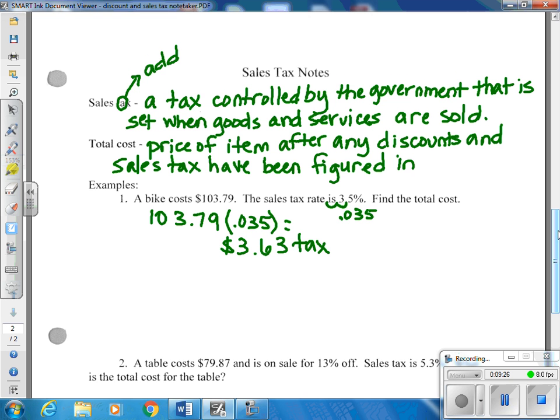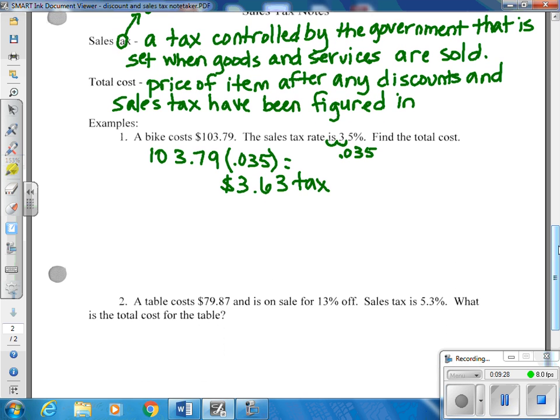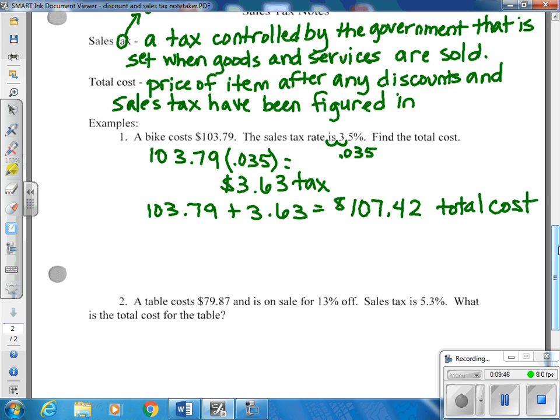Now with the tax, in order to get this bike, we have to add the tax back to the cost of the bike. So $103.79 plus the $3.63 gives us $107.42, and that is known as the total cost. You have to pay that or you don't get it.